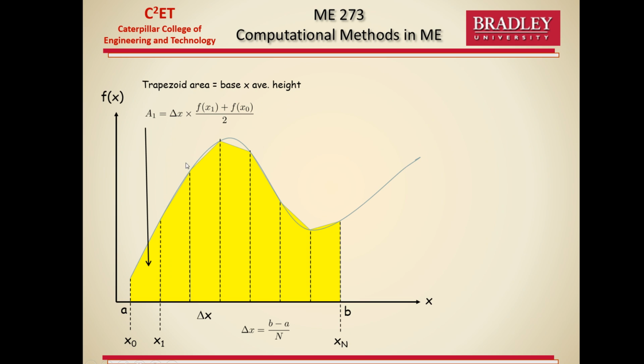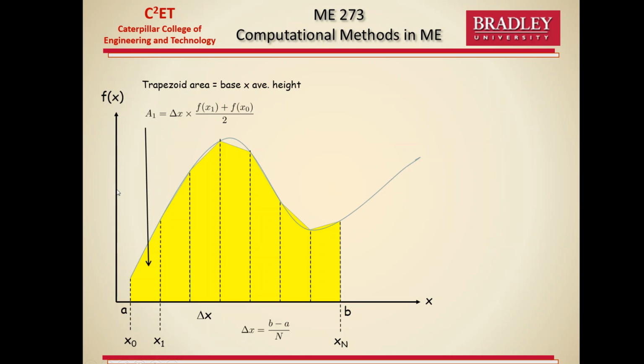Right, there is the expression for the area. I called it A1. That's this rectangle number 1. You can see it's the base times the arithmetic average of the height. There are actually two heights involved. The height of the short side is evaluated at f of x0. The taller side is f of x1. Add those two and divide by 2. That's the average height of that trapezoid.